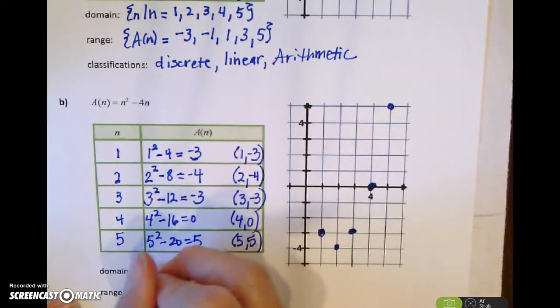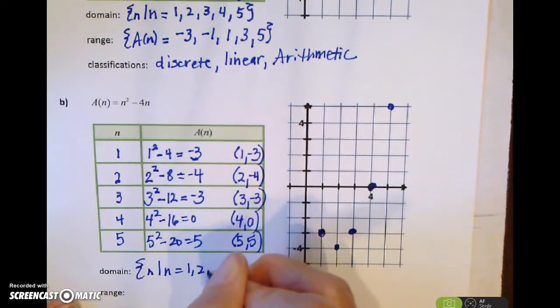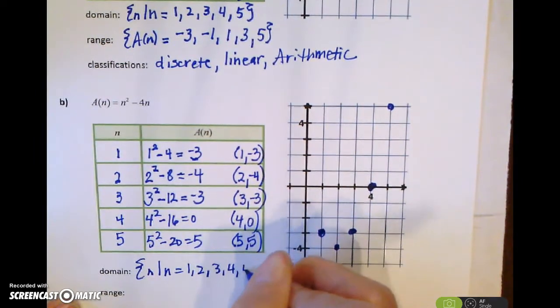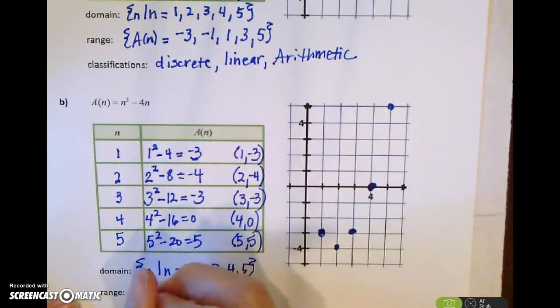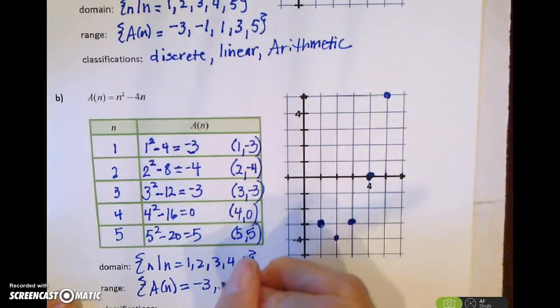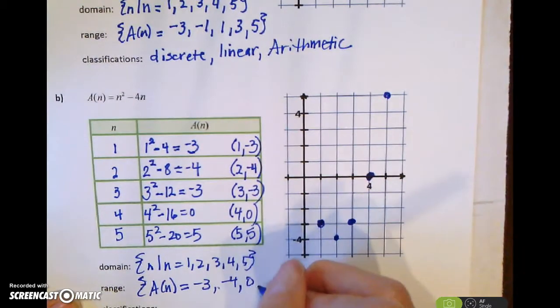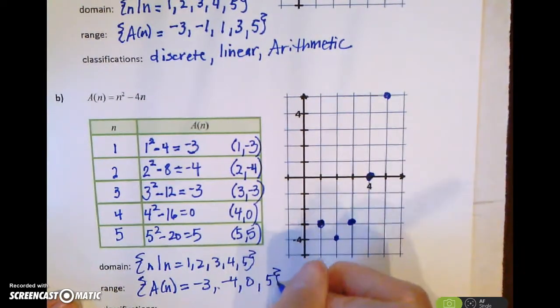The domain, again, is going to be n such that n is equal to 1, 2, 3, 4, and 5. The range, a of n, is going to be equal to negative 3, negative 4. I don't need to write negative 3 again. 0, and 5.